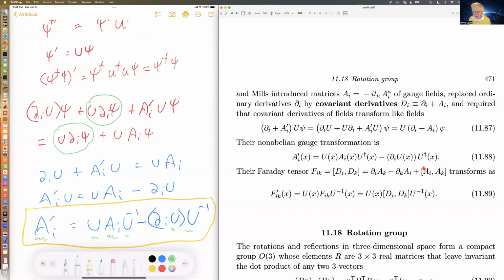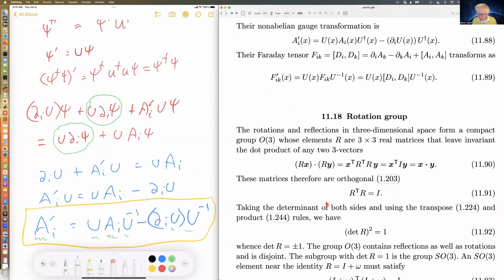And this transforms homogeneously. That is to say, if you put in the primes here, and you write what A prime is, what happens is all of the inhomogeneous terms cancel, and you just get that the primed field strength is U times the unprimed field strength times U inverse or U adjoint.